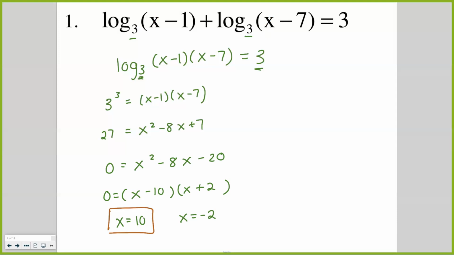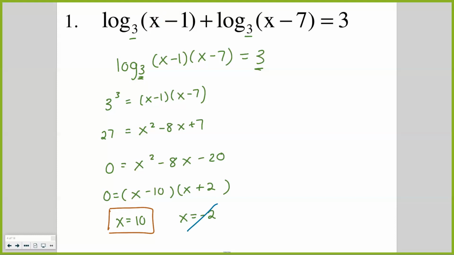But when I plug in negative 2 for x, before I even get to the second term there, we end up taking log base 3 of negative 3, and that's not possible. We can't take the log of a negative number. So we have to actually cross negative 2 out. Negative 2 is not an option here. We don't box that as a final answer.